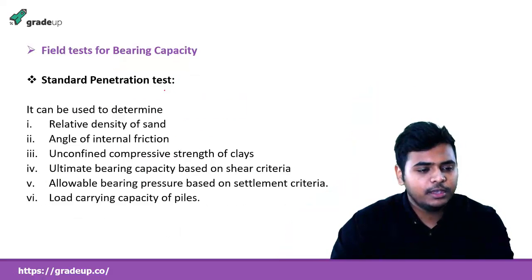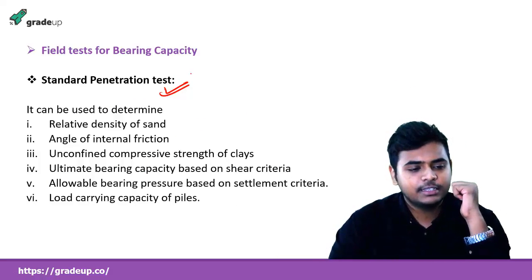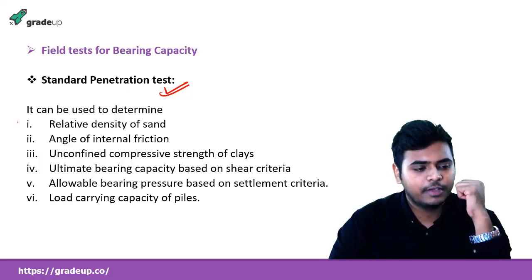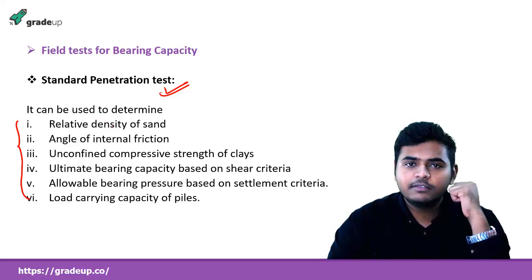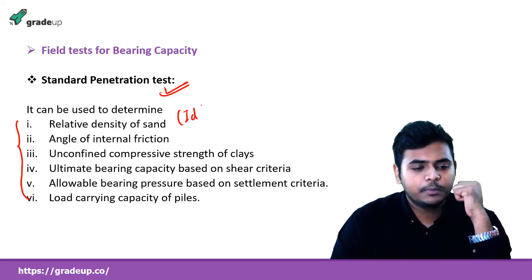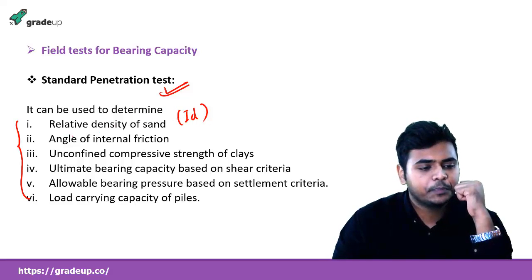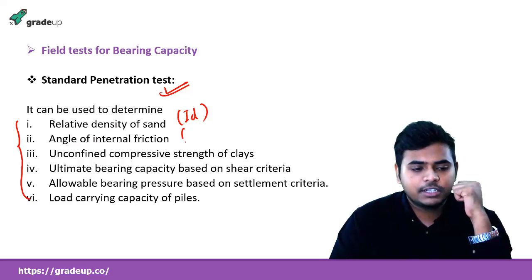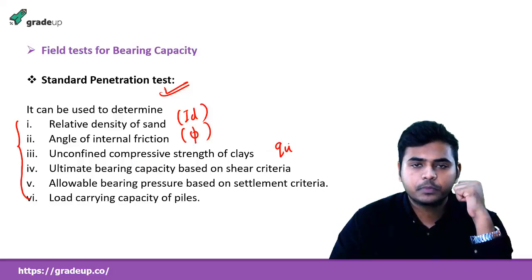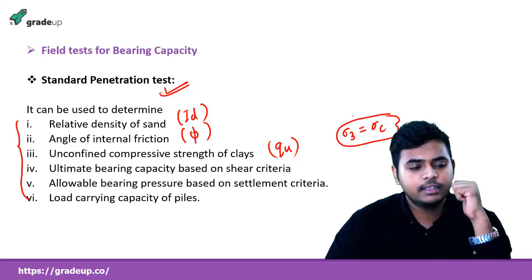Standard penetration test. Now this standard penetration test can be used to determine a number of values. The first is the relative density of sand, that is ID. You have studied about the relative density of sand. Second is the angle of internal friction, that is phi value. The third is the unconfined compressive strength in case of clay, that is QU. In the unconfined state, when sigma 3 or sigma c is not acting, you have studied this in case of triaxial test.